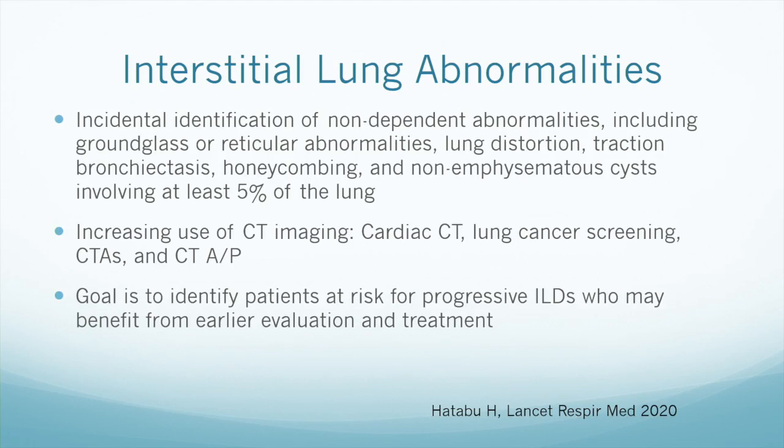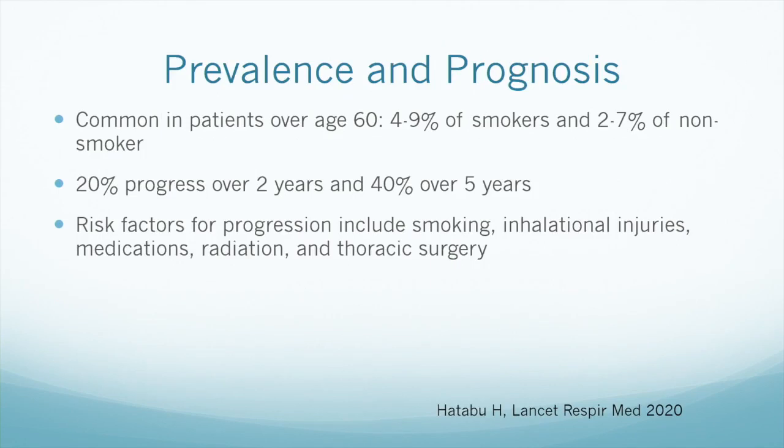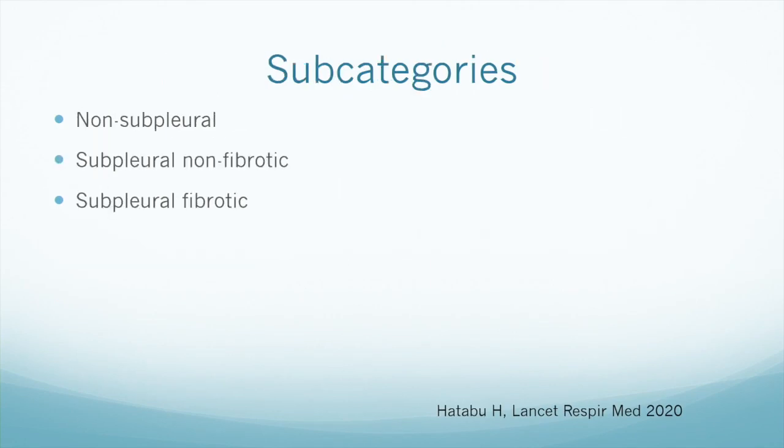So again, goal here, identify the patients at risk for progressive interstitial lung disease who may benefit from earlier evaluation and treatment. Kind of skip over some of these slides, but subcategories, we have 3: non-subpleural, subpleural non-fibrotic, and subpleural fibrotic, and it's really the third one, the subpleural fibrotic patients, similar to the UIP pattern on CT imaging. Those are patients that we really want to identify, and we may need to do more investigational work.